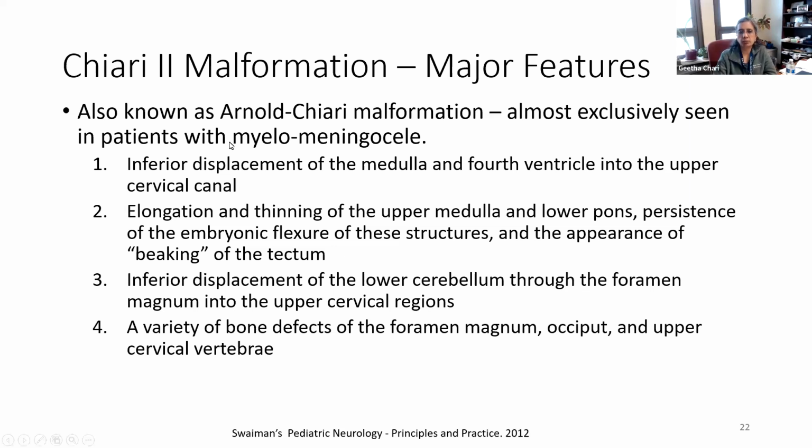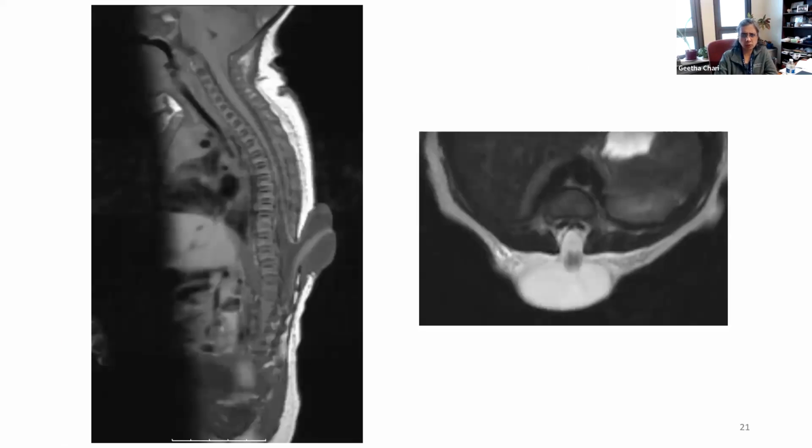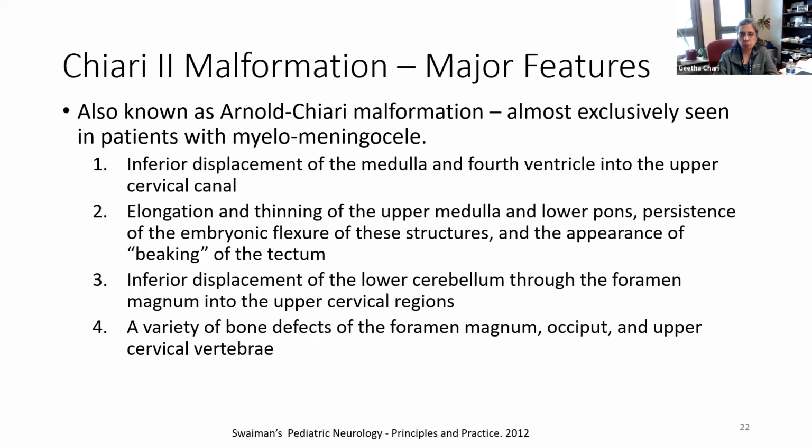And the main characteristic features are inferior displacement of the medulla and the fourth ventricle into the upper cervical canal, like I showed you. You can have elongation and thinning of the medulla and the pons, and you can have beaking of the tectum. It's not very well seen here, but if you go higher up in the area of the midbrain, actually I should show you the sagittal view of the brain, and that will show you the beaking of the tectum. You can have inferior displacement of the lower cerebellum, that's the cerebellar tonsils, into the cervical region. And this may also be associated with a variety of bone defects in the foramen magnum, in the occiput, and the upper cervical vertebrae.